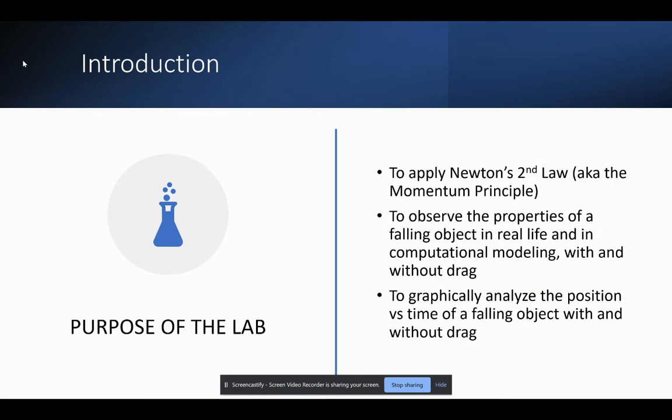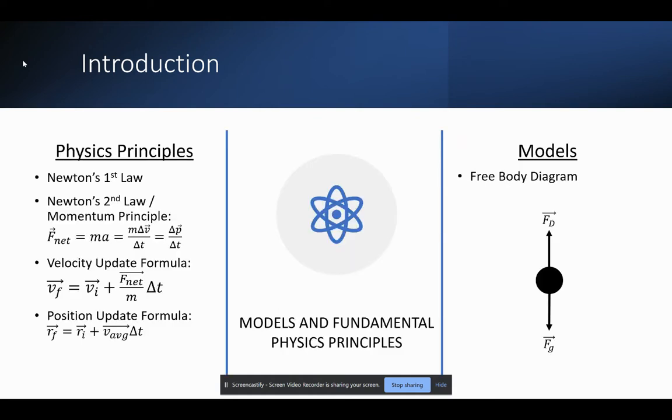The purpose of the lab is to apply Newton's second law, aka the momentum principle, to observe the properties of a falling object in real life and in computational modeling with and without drag, and to graphically analyze its position versus time and velocity versus time of a falling object with and without drag.